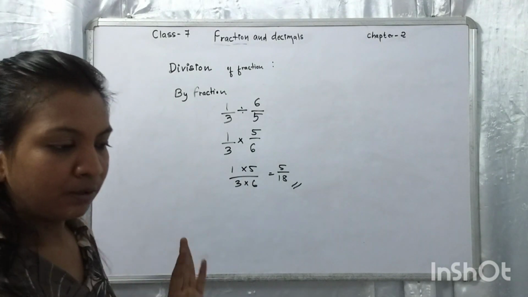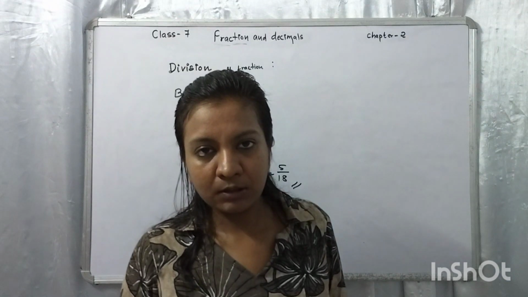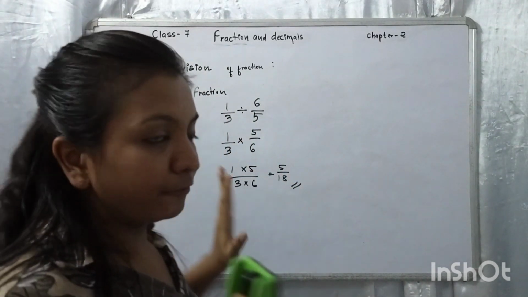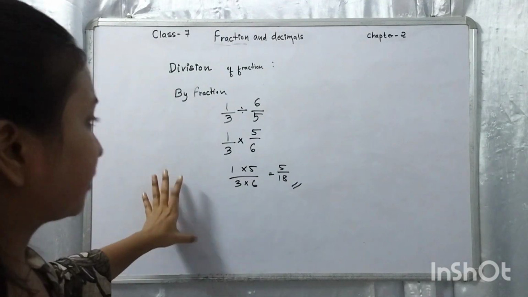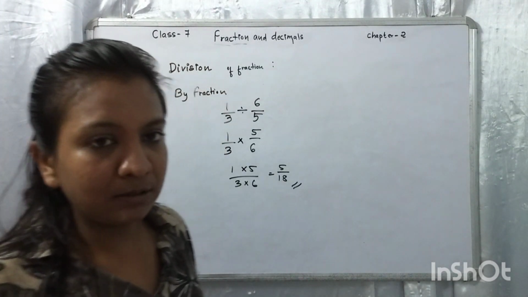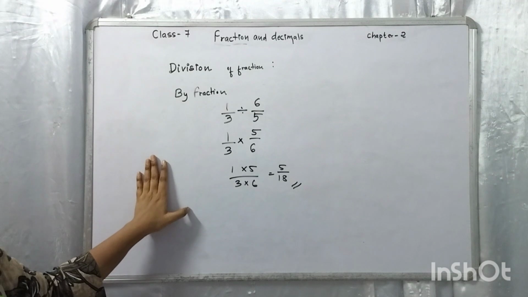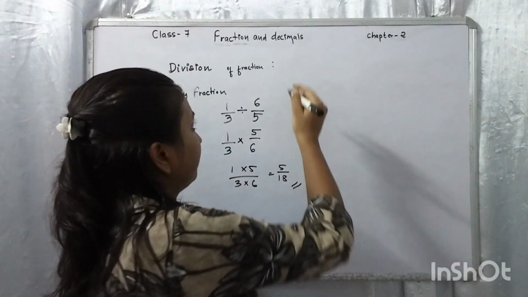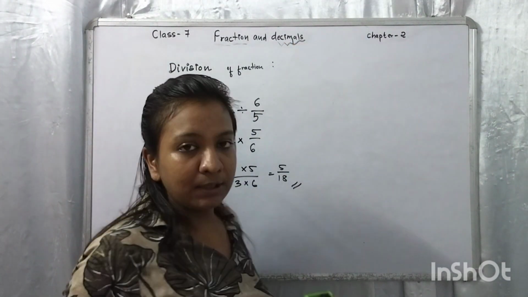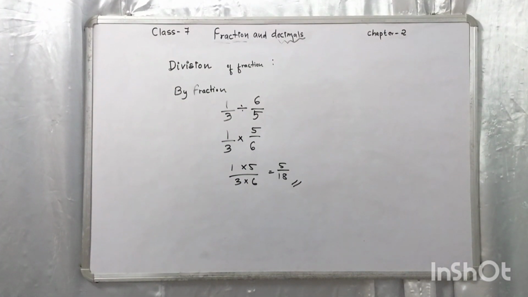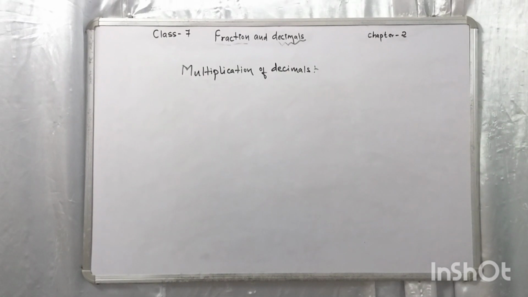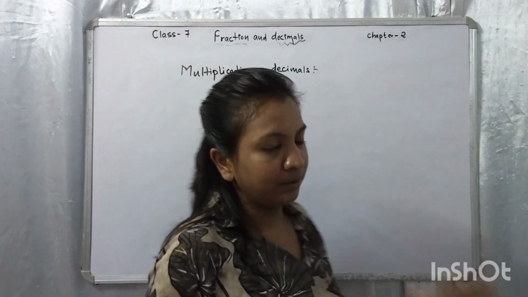So this was a full chapter, or fully we studied about fractions, that is multiplication and division of a fraction. Now we will move forward to another part, that is decimal. So we will study now how we will multiply and divide a decimal. Now we will study how we will multiply decimals.